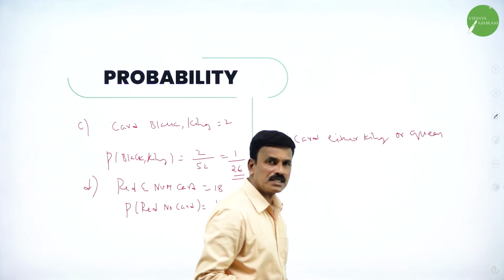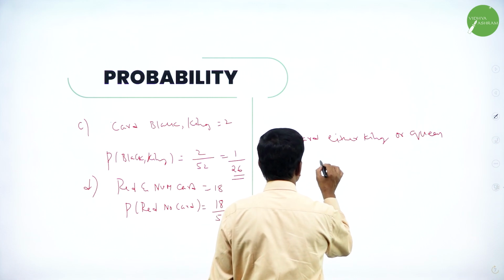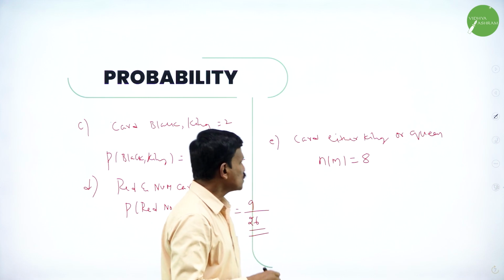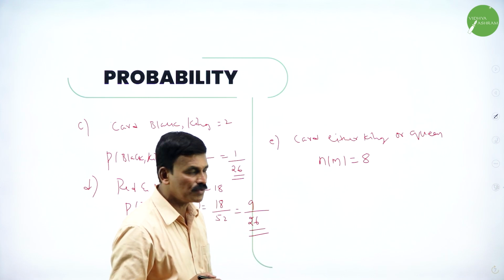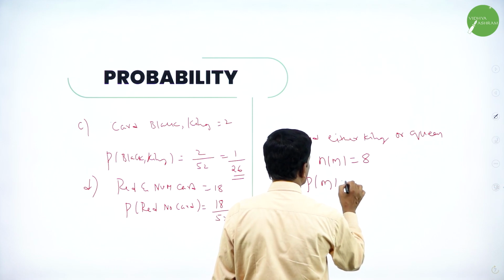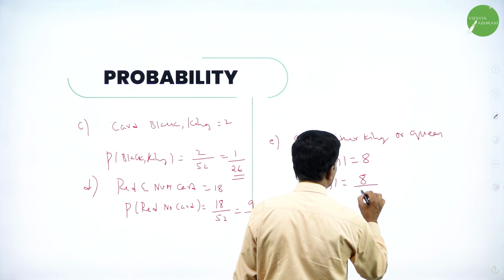So the card drawn is either king or queen. Here, let us call it M. n of M is equal to 8 cards. So the cards drawn which are either king or queen are 8. Therefore, probability of M is equal to 8 divided by 52.